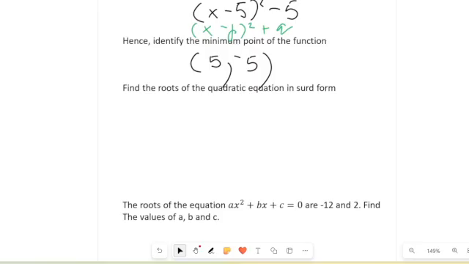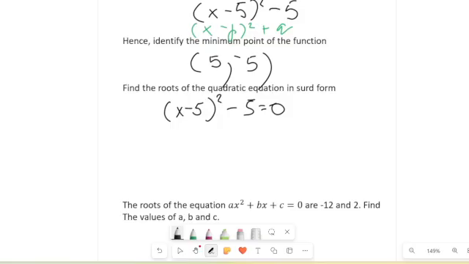Now the next one is to find the roots of this quadratic equation. So I can factorize it, I can use the minus b formula, and now I'm going to show you one more way of finding the roots by using the vertex form. So I let my x minus 5 squared minus 5 equal to 0. Okay, now I want to keep the x on the left, and I move everything else to the right side.